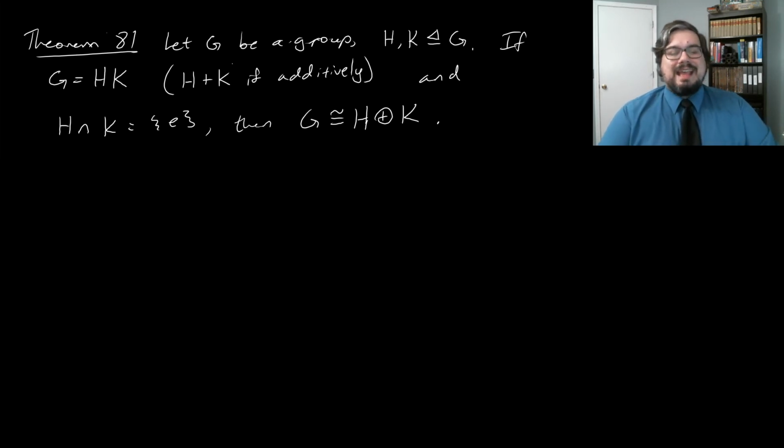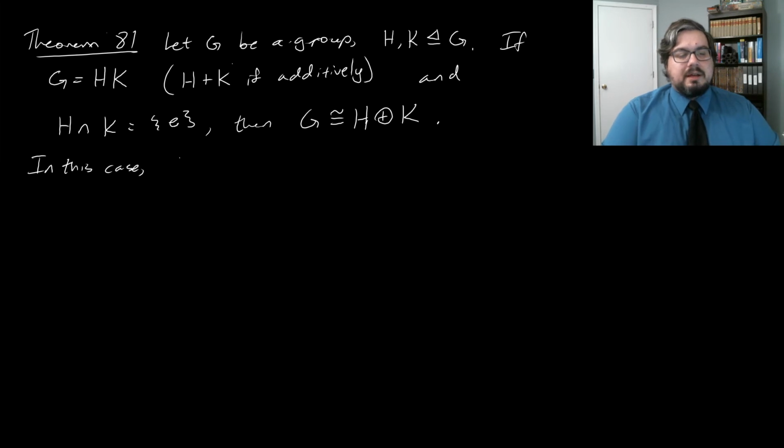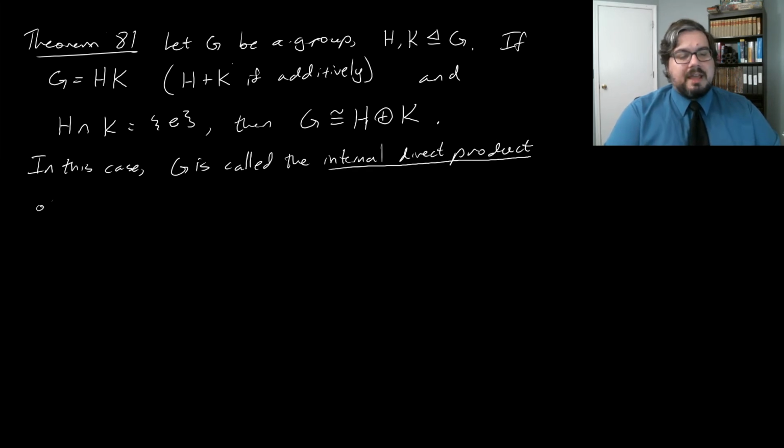So this gives a condition for when we can recognize a group as a direct product of two of its subgroups. Now, a couple things to note about this before we get into the proof. In this case, G is sometimes called the internal direct product of H and K.